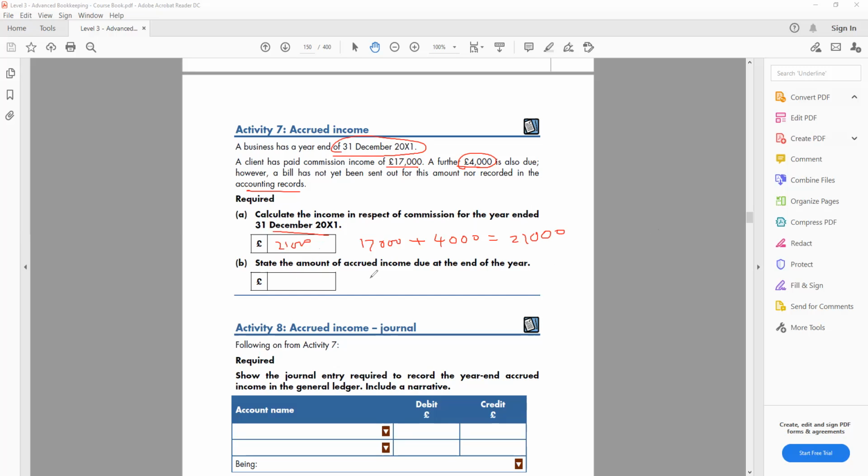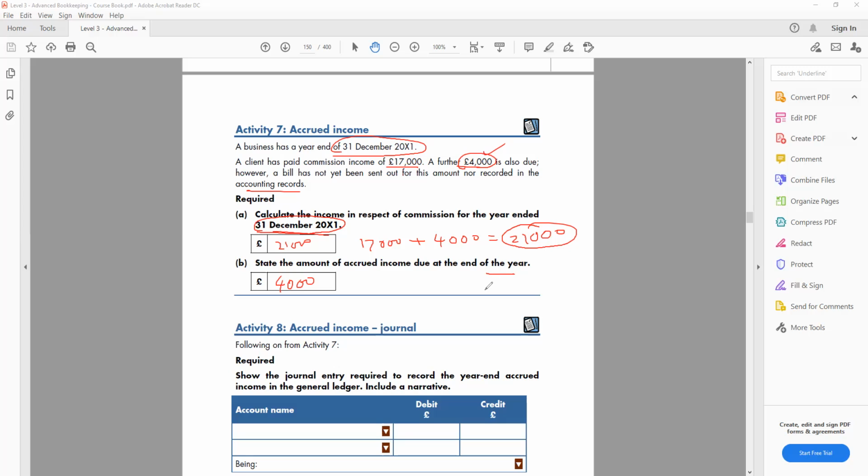State the amount of accrued income due at the year end. So at the year end, how much income is still due? That is 4,000. So we didn't receive the 4,000, so this one will be our accrued income. So for the year end 31st December 2001, we're going to pay tax on 21,000 income, not 17,000. You cannot say, oh, I received only 17,000 pound from the customer, so I'm going to pay tax only on 17,000. It's not going to work, because you have to see how much money you earned during that period. Doesn't matter whether you received any cash or not at all.